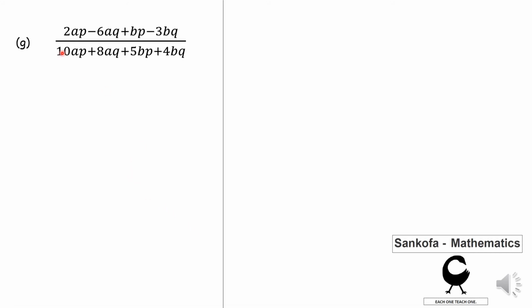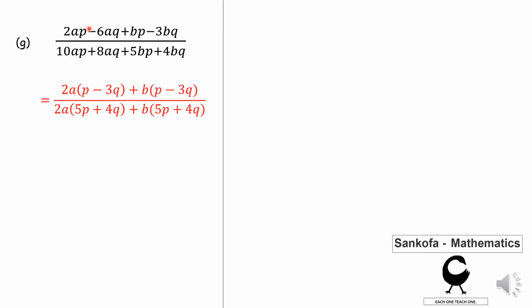Right, so we have one more here. So we have got a whole expression where you need to group the numerator. So you take them in pairs. 2a is common here, leaving you with p minus 3q. That same bracket you get when you take out b there. And 10ap plus 8aq, if I take out 2a, I get 5p plus 4q. That same bracket I get if I take out the b in the last two here.